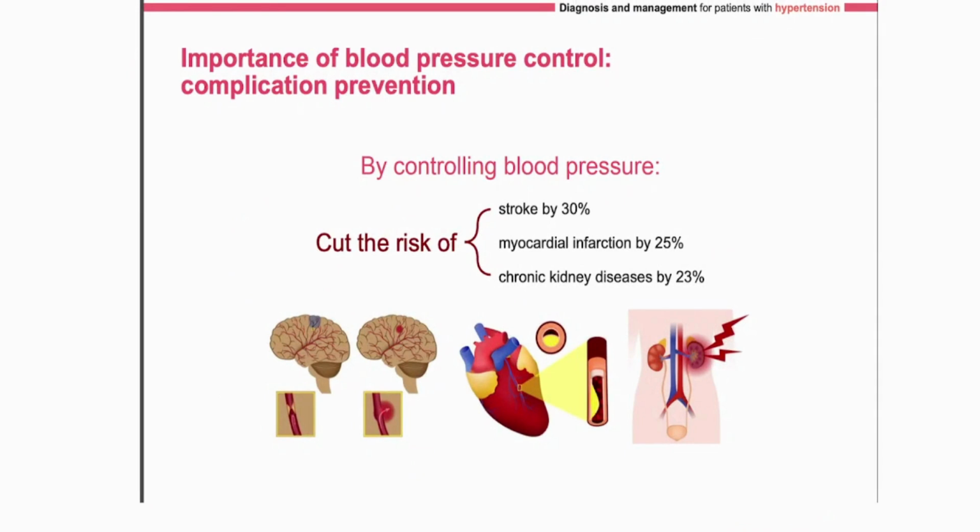Importance of blood pressure control, complication prevention. Patients with hypertension often skip their medication or regular checkups because they have no symptoms. If hypertension is neglected, it can lead to more severe diseases or complications such as stroke, myocardial infarction, and chronic kidney disease. Continuous blood pressure control is recommended to prevent these complications. By controlling blood pressure, you cut the risk of stroke by 30%, myocardial infarction by 25%, and chronic kidney diseases by 23%.